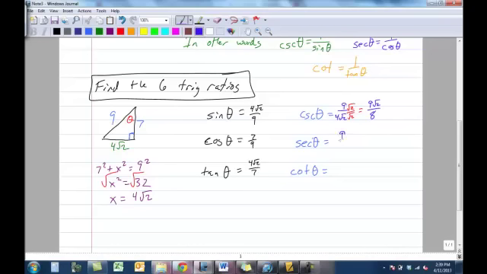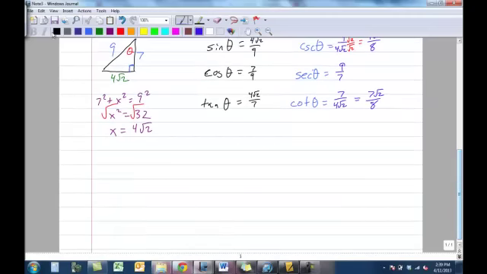Secant is easy. 9 divided by 7. Nothing to do on this one. And then we got cotangent, 7 divided by 4 root 2. But again, you got to fix that too. 7 root 2 divided by 8. All right, that's how you find the 6 trig functions. We know these. The only new ones are cosecant, secant, and cotangent.